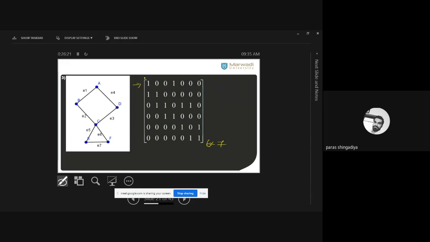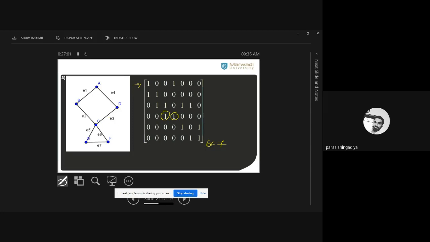So A is connected with E1 and E4. So in the first column and fourth column you have to put 1, and everywhere else 0. First means E1 and E4 means fourth column. ठीक है? B is connected with E1 and E2. तो first और second column में आपको 1 put करना है and the rest of all entries put 0. C is connected with 4 edges: E2, E3, E5, E6. So put 1 there and the rest of the entries 0. Same for D. D is connected with E3, E4. So in the third and fourth column put a 1, and the rest of the entries are 0.